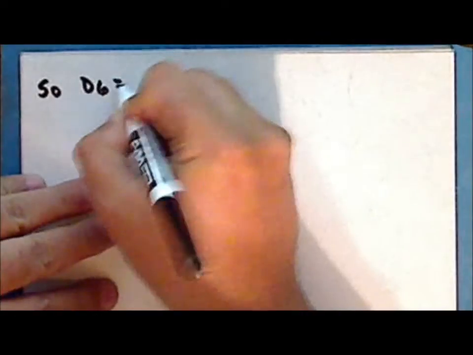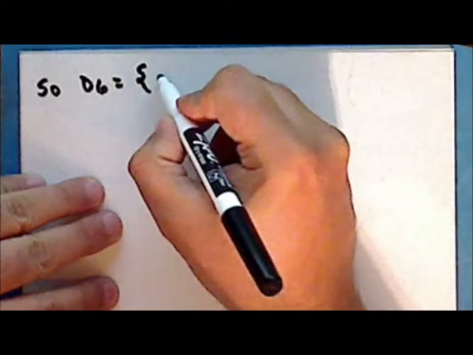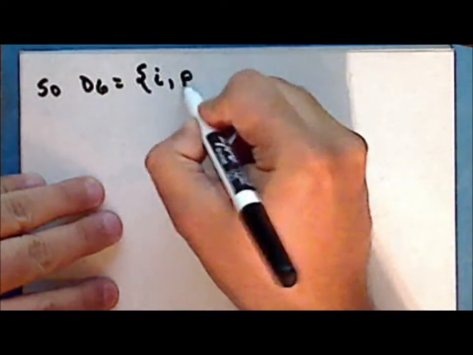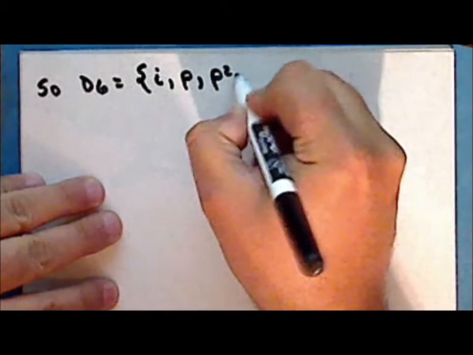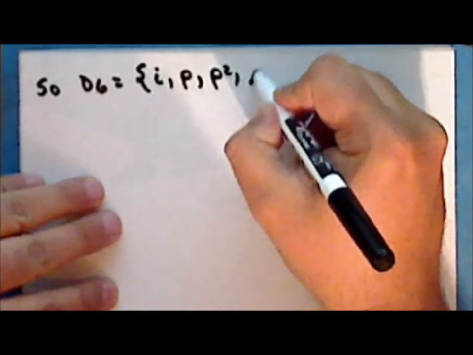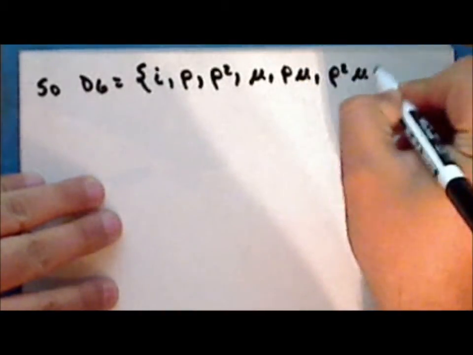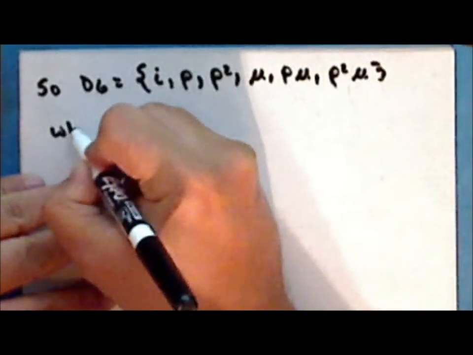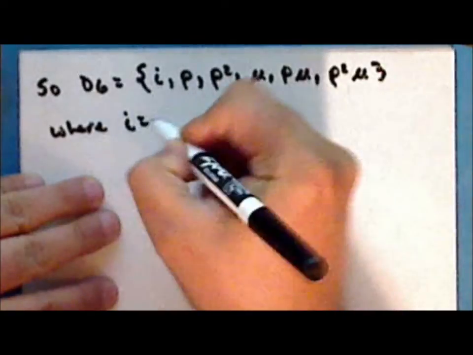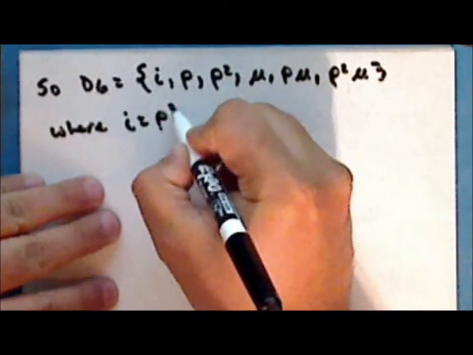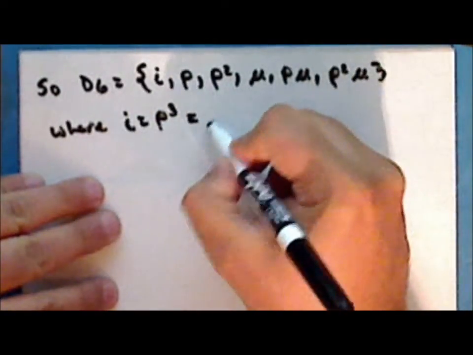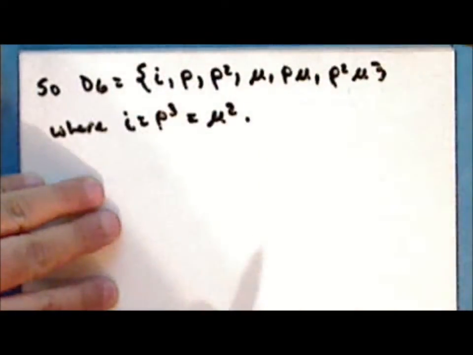And so the dihedral group of order 6 consists of 3 rotations: the identity, rho, rho squared, and 3 reflections: mu, rho times mu, and rho squared times mu, where the identity is the same as 3 consecutive rotations or 2 consecutive reflections.